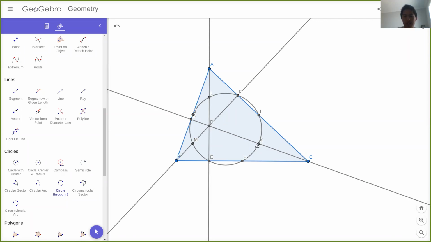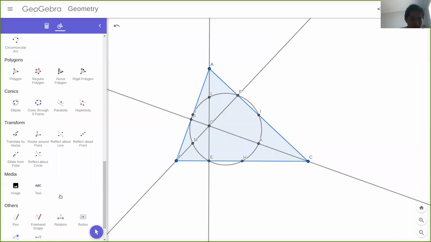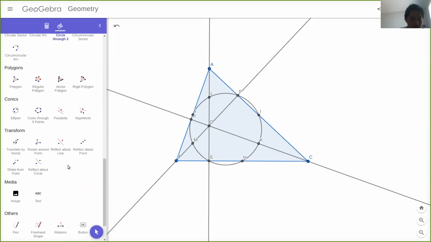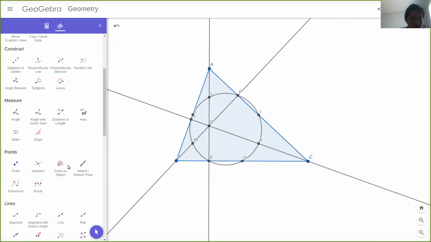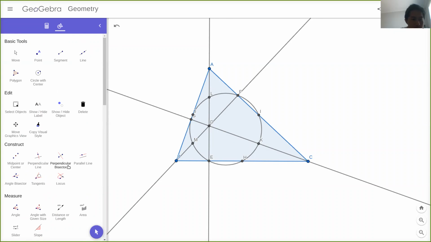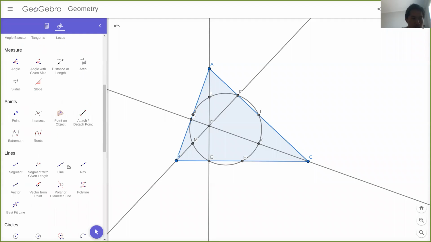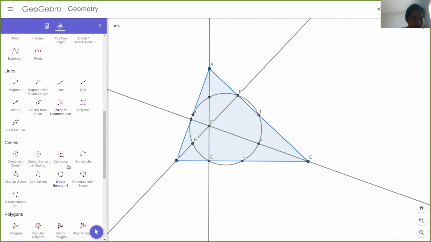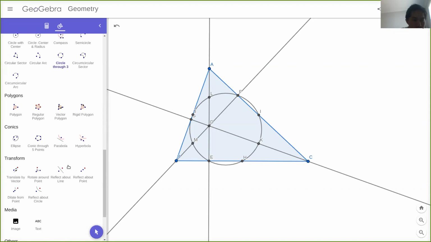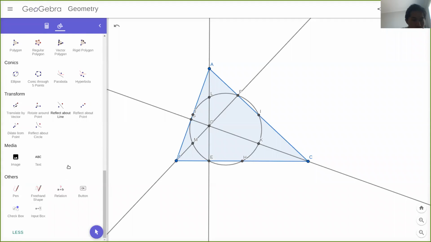enlarge this circle so that DK gets twice its length. So let's see what happens when we do that. Oh yeah, I'm actually not sure there's a scale. Yeah, I don't think there's a scale option.